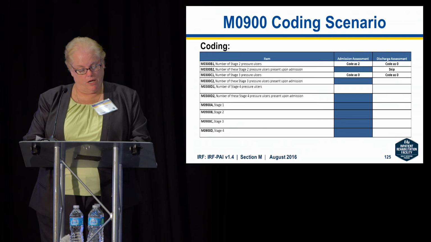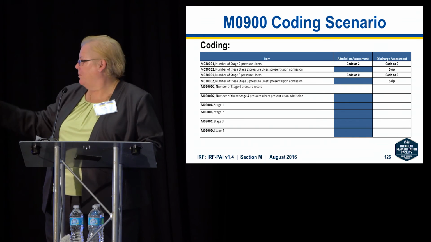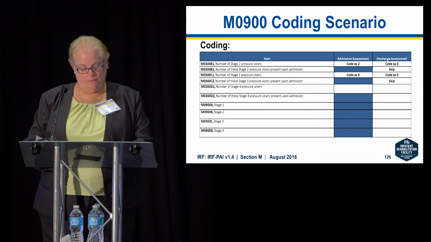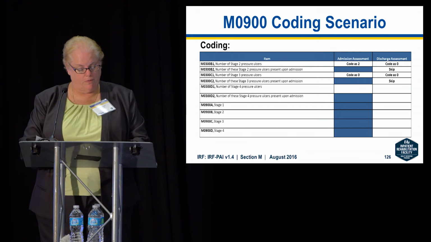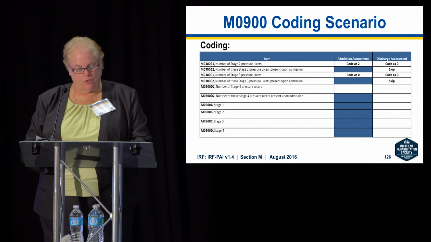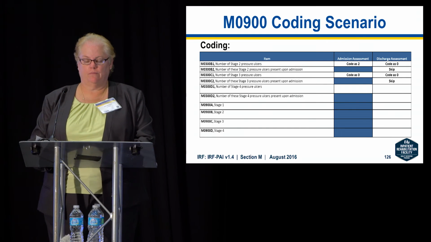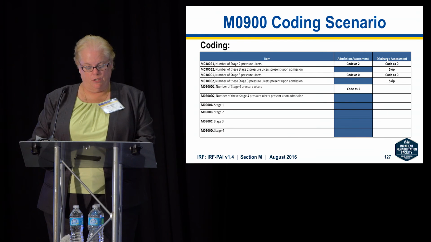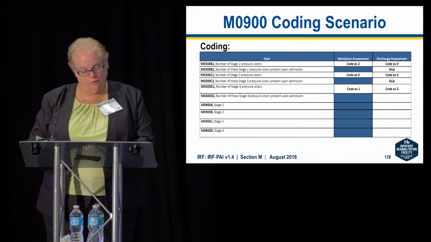Right. Okay, number of these stage 3 pressure ulcers that are present upon admission? Skip, right? Okay. Again, when we have 0 above it, it's going to be a skip. And again, if this was in a computer program, this would skip naturally. Number of stage 4 pressure ulcers on the admission assessment? Correct. How about on the discharge? Right. Okay. Number of stage 4 pressure ulcers present upon admission of these?